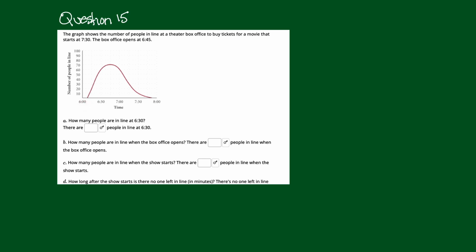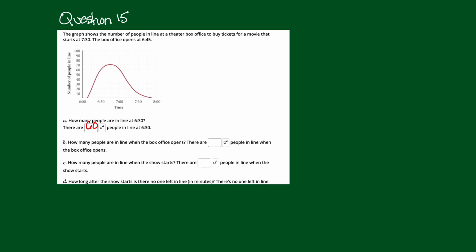Now at 6:45, right, let's see. This is 6:30, 6:45, that's going to be right here. So at 6:45, how many people are in line? Well, that's the kind of questions we ask. Part A, how many people are in line at 6:30? So you go over to 6:30, you follow it up to the graph, and as best you can, it looks like there's 60 people. I'm going to make the best guess I can and say that there's 60.